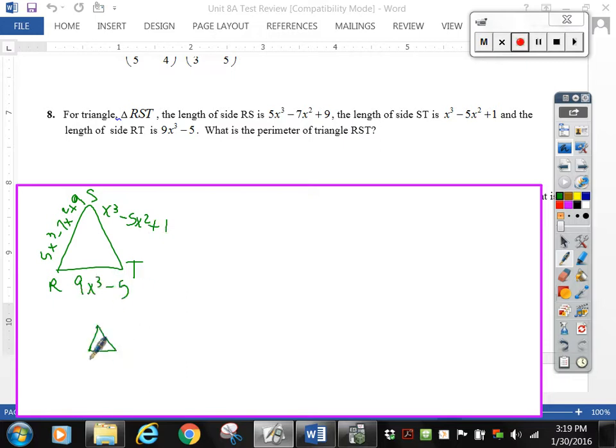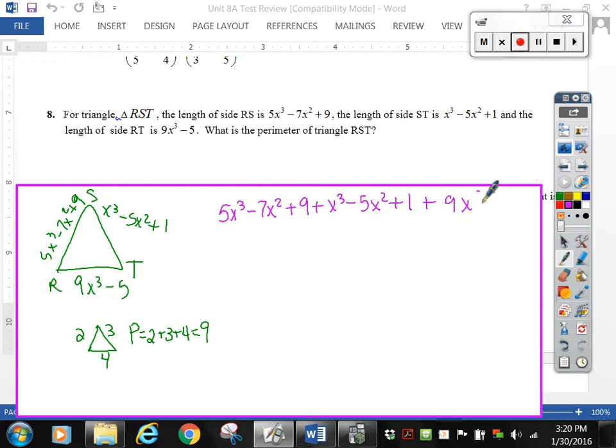Now, if I showed you a triangle and said the three sides were 2, 3, and 4, what's the perimeter? What would you do? You would add the three sides together to get 9, and so we're going to do exactly the same thing. We're going to add the three sides together. So I get 5x cubed minus 7x squared plus 9 plus x cubed minus 5x squared plus 1 plus 9x cubed minus 5.